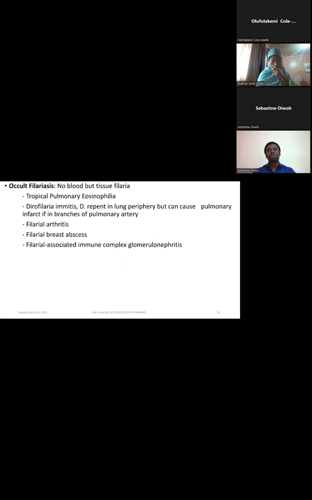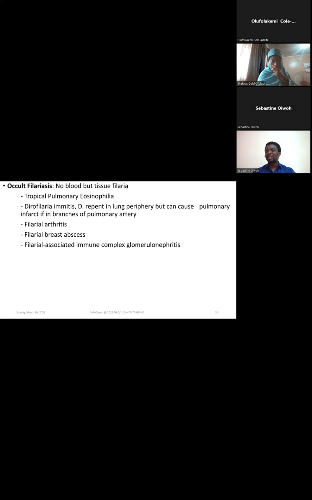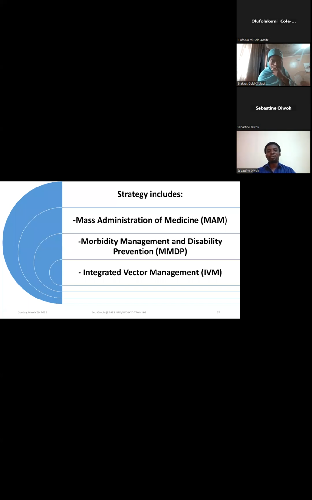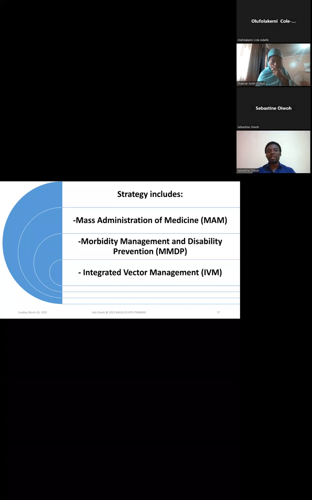We've mentioned chyluria. We must also note that there is occult lymphatic filariasis, as highlighted, important of which is the glomerulonephritis. Management along the public health response, we look at the mapping, mass drug administration, assessment, and other lines as highlighted. And this I've mentioned before, the pillars of management lie on drug control, morbidity management, and integrated vector management.